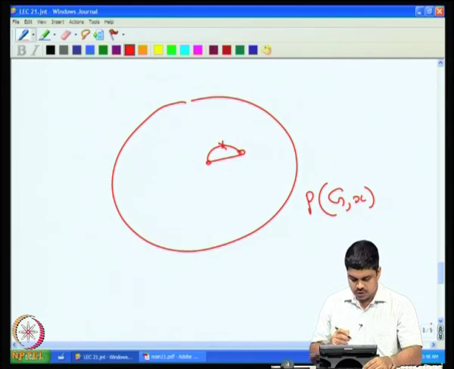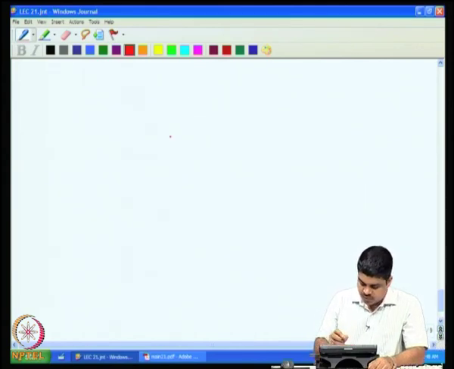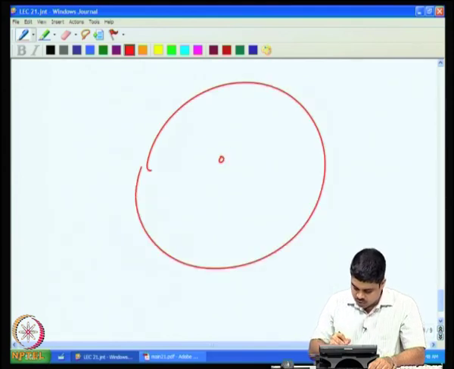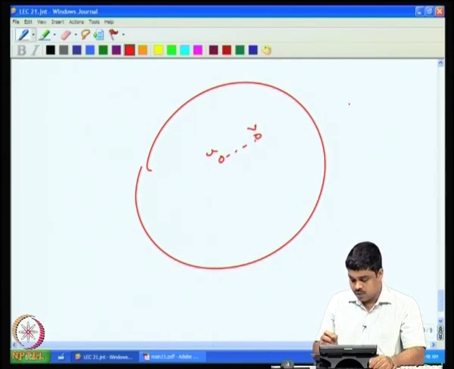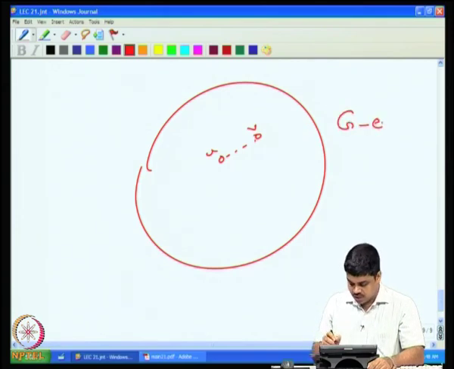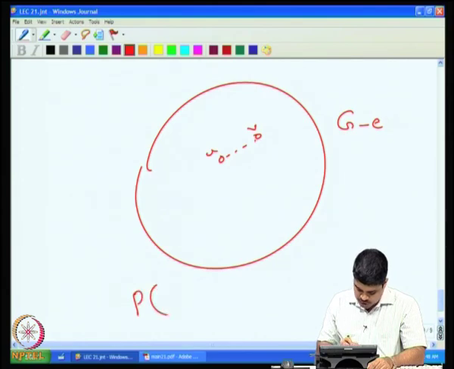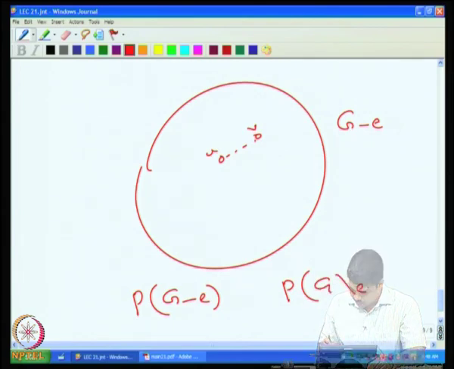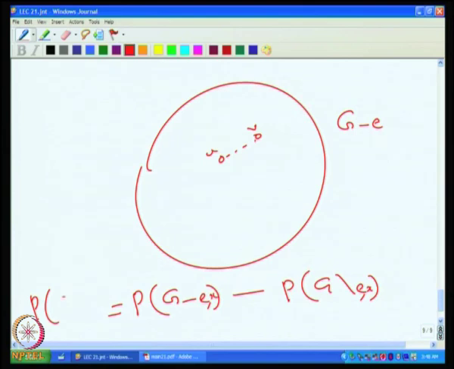Now, suppose you are dealing with a simple graph. So what we do is we remove an edge, this edge UV. Now we see that the graph G minus e has come. Now we will consider the polynomial of G minus e and also the polynomial of G contracted e. We take the difference, and this will be our polynomial P(G, x).